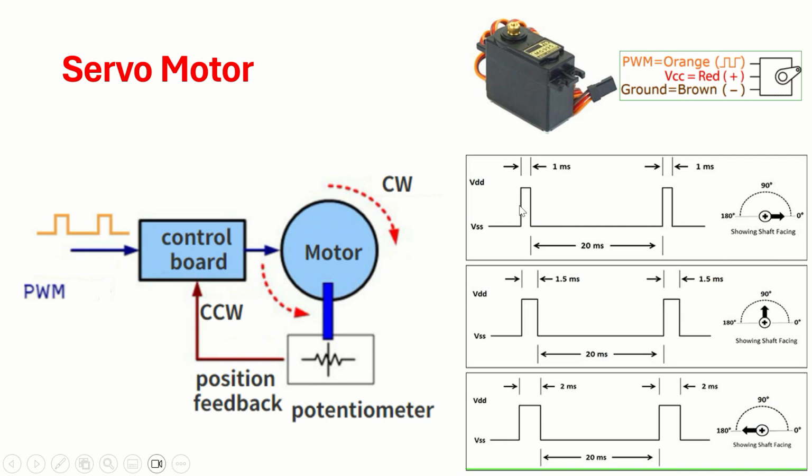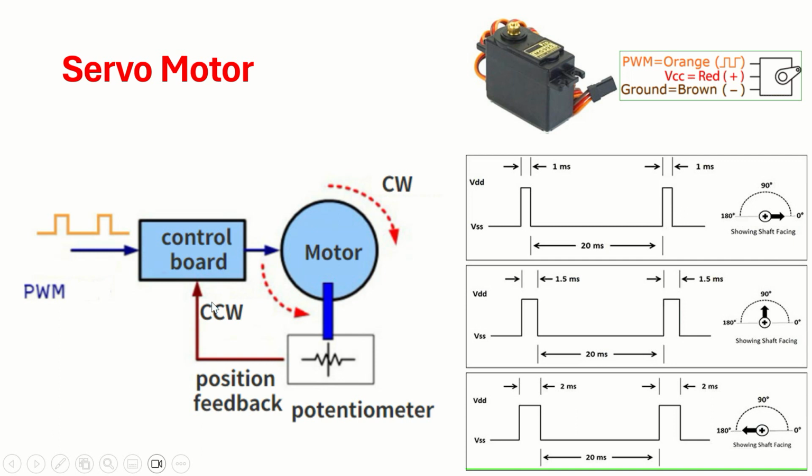Generally, the motors which are used for hobby kits use this kind of width. 1 millisecond for 0 degrees, 1.5 for 90 degrees, 2 milliseconds for 180 degrees. And if you want to change the direction, then again instead of a 1 millisecond pulse, you have to change to a 2 milliseconds pulse. What kind of hardware is there inside this servo motor?